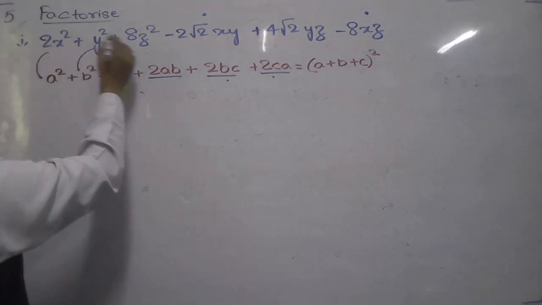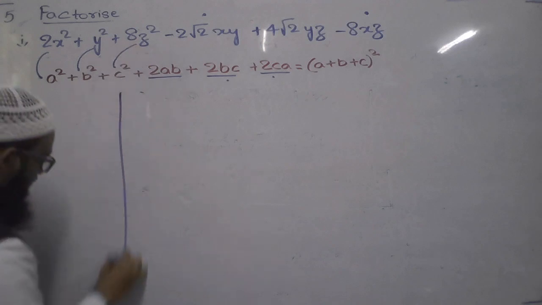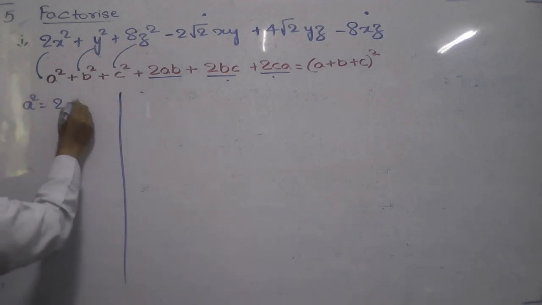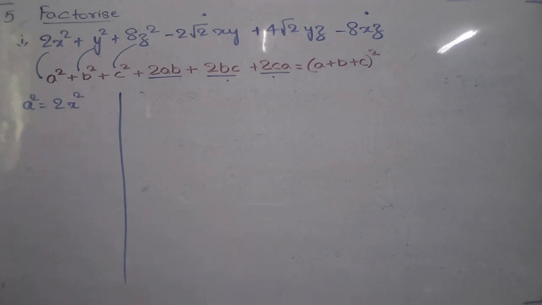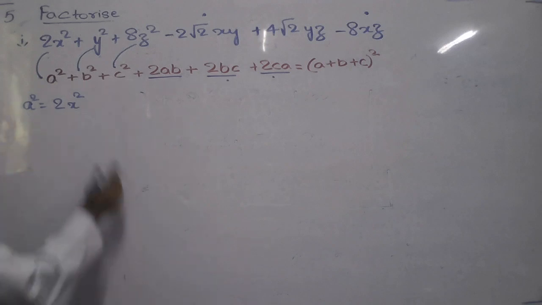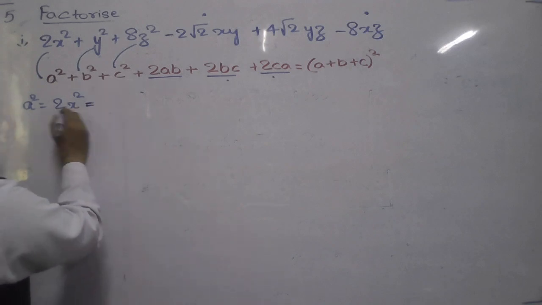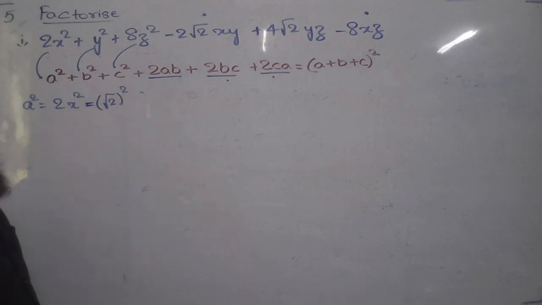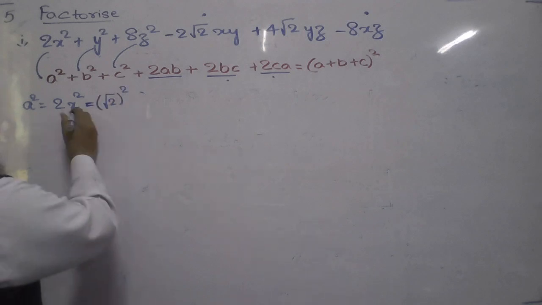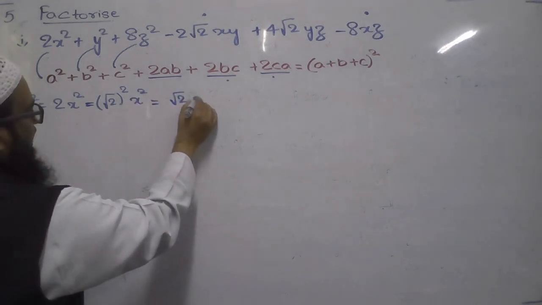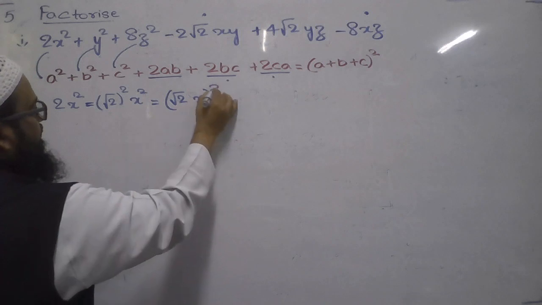If we compare to this, a square is equal to 2x square. So 2 is not what? It is not a perfect square. So how will you write this? It's very simple, my dear friends. So that is equal to 2. Can I write it as root 2 whole square? Root 2 whole square, yes. And it is x square. So can I write it as root 2 times x whole square?